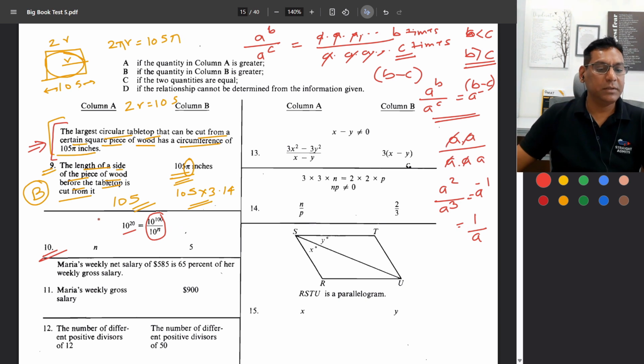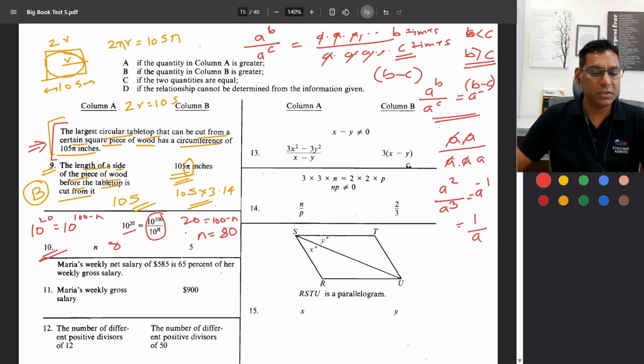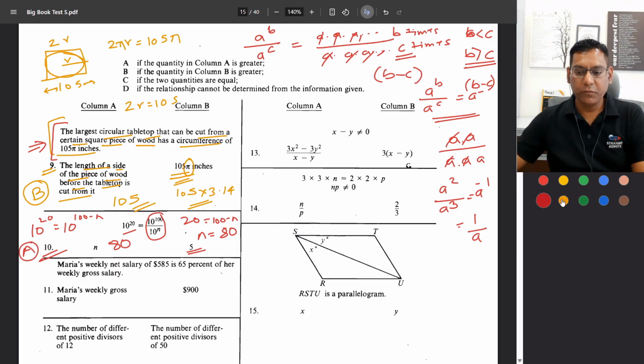Essentially, this can be rewritten as 10 raised to 20 is equal to 10 raised to 100 minus n. That means 20 is 100 minus n. n has to be 80, correct? This is 80. This is 5. Answer choice A. Clear? Okay, let's move on.